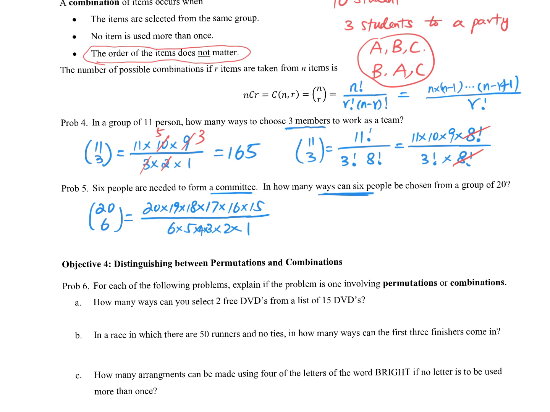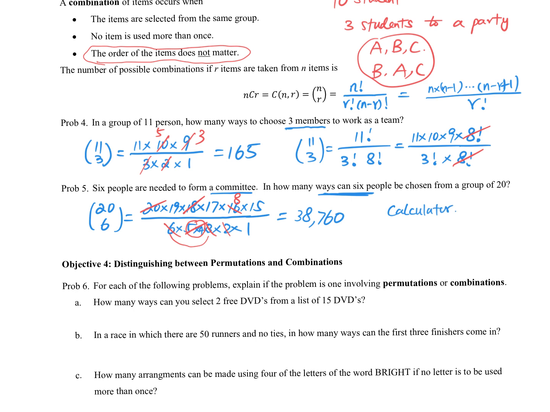Now there's gotta be a lot of things to cancel. Like 4 times 5 is 20, cancel out with this 20. 3 times 6, which is 18, right? Cancel the 18. And then this 2 cancels out with the 8. So eventually, we have the following: 19 times 17 times 8 times 15. If you use your calculator, this should turn out to be 38,760.